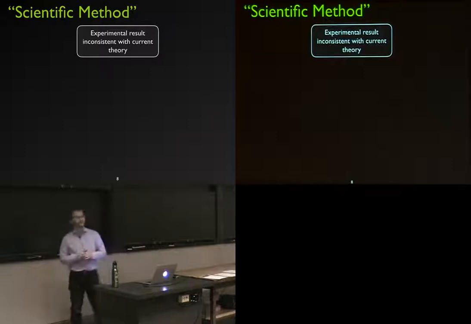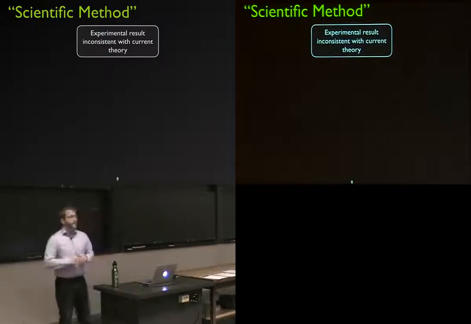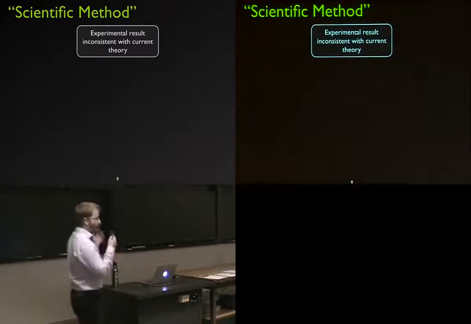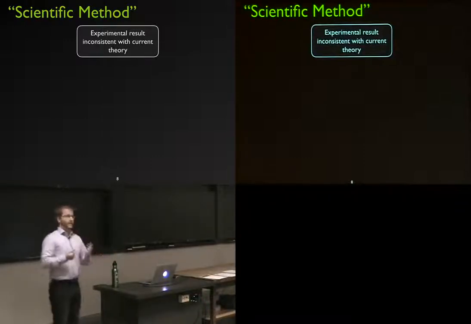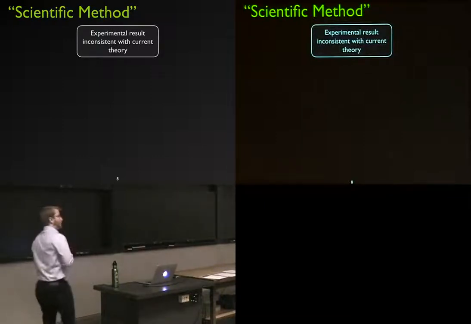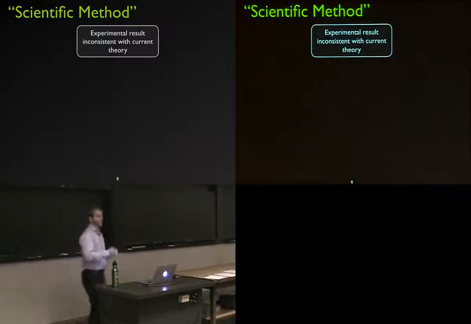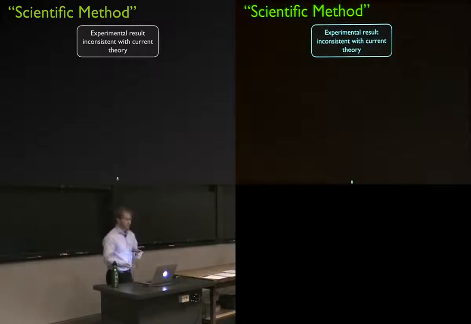The general scientific method that people usually follow in science is we have an existing theory. It describes the results of experiments that have been done so far very well. But then some new experiment happens. It makes a measurement that's not consistent with existing theories.